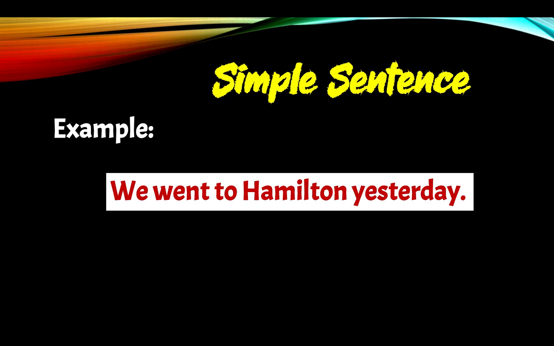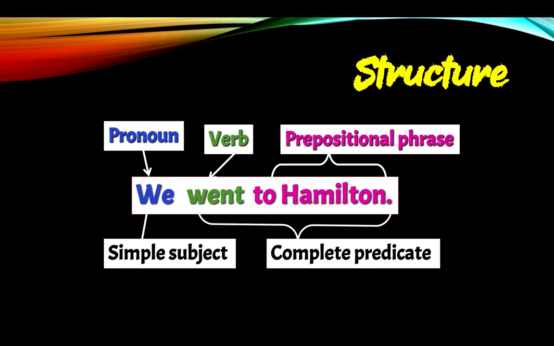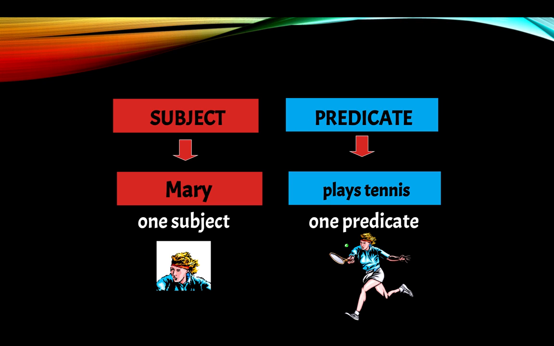For example, we went to Hamilton yesterday. We is a pronoun, went is a verb, to Hamilton is a prepositional phrase. So we have we, simple subject, and went to Hamilton is a complete predicate, right? Because went is a verb right there. It's the past of to go. Now, we have Mary plays tennis. So one subject, one predicate.